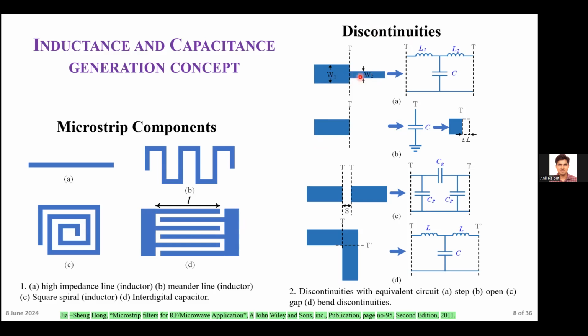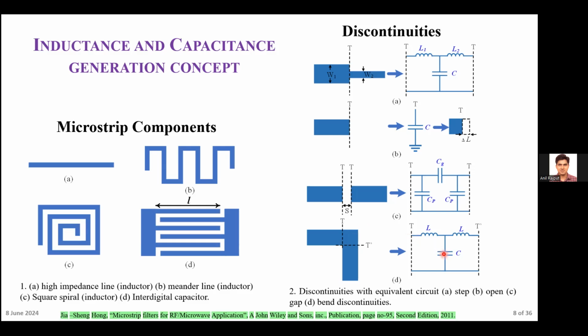So we can generate the capacitance at these edges. Here are open-ended stubs, so that we can generate the capacitance at the end of this open stub because of the fringing fields. And this one is the edge coupled lines, so that it generates the capacitance between two edge coupled lines. And this one is the bend, which means it has a variation of impedance at this bend, so it can generate the capacitance at this point here.